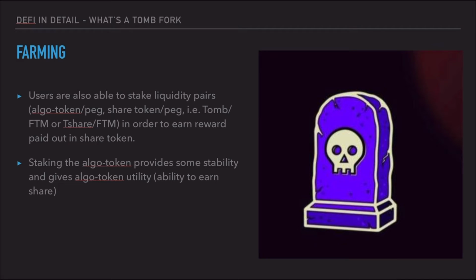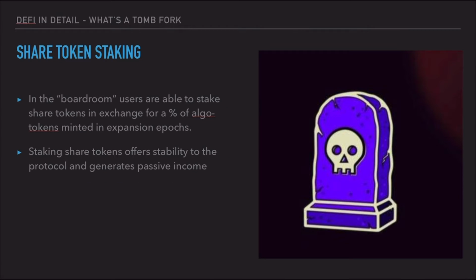So this staking of the algo token provides stability to the protocol, and it also offers a utility of the algo token, which is an ability to earn share. Share token being like a share you may be familiar with on the stock exchange, value in that project or the protocol itself. Share token staking. So you will see a variety of different names used for this depending on the project that you are looking at.